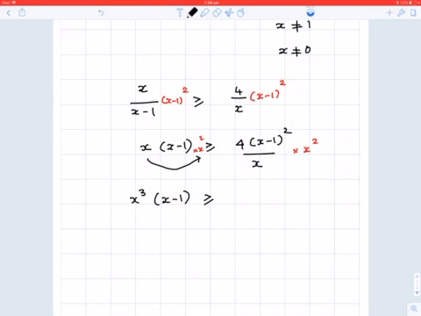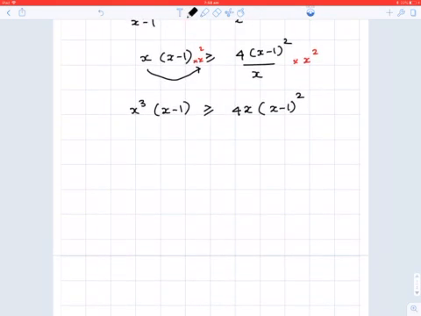When I do that, the next line is going to be x cube, because x square times x gives x cube, bracket x minus 1, is more than or equal to, one of the x gets cancelled, leaving 4x bracket x minus 1 the whole square. Now I'm going to bring the whole thing to the left. So the inequality becomes x cube bracket x minus 1 take away 4x bracket x minus 1 the whole square more than or equal to 0.